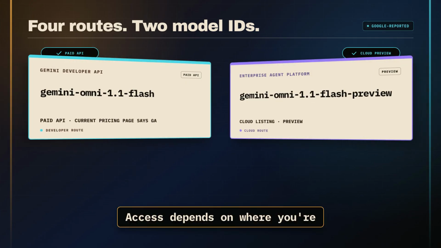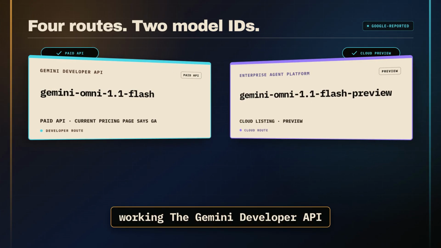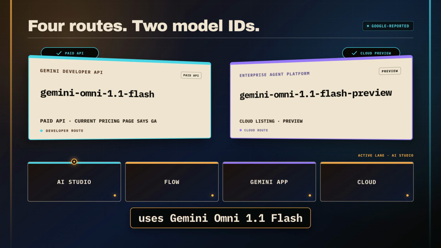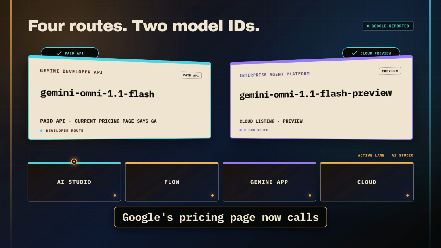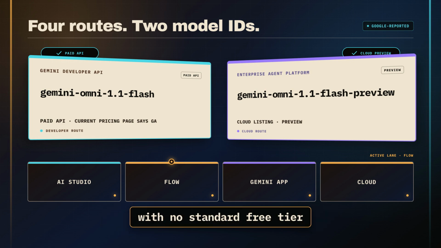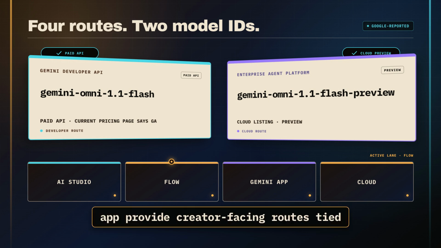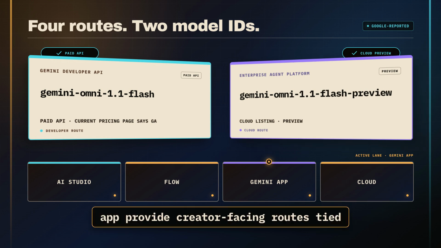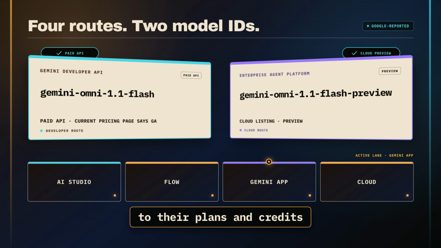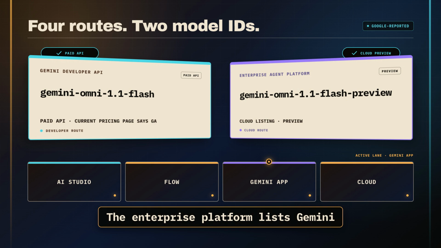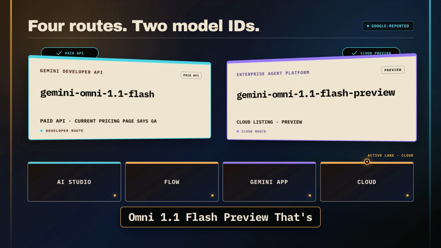Access depends on where you're working. The Gemini Developer API uses Gemini Omni version 1.1 Flash. Google's pricing page now calls that paid API generally available with no standard free tier. Google Flow and the Gemini app provide creator-facing routes tied to their plans and credits. The enterprise platform lists Gemini Omni version 1.1 Flash Preview. That's a different model identifier and a preview listing, so don't treat every Google route as the same release date.